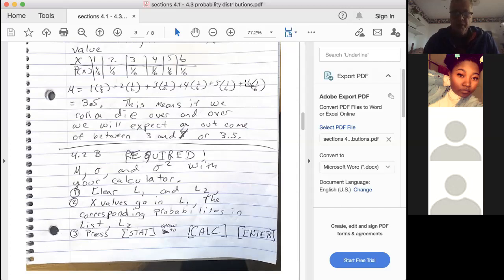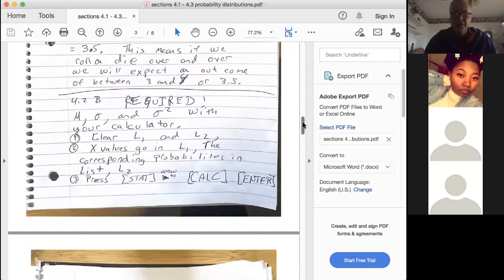So 4.2b is required. Okay, this is the part I want you to focus on. This is using your calculator to calculate expected values and, in particular, standard deviations. But if we know the standard deviation, we can square it and get the variance if we have to. So the first thing we do, if we're going to use the calculator to calculate these 3 values, is we clear list 1 and 2.